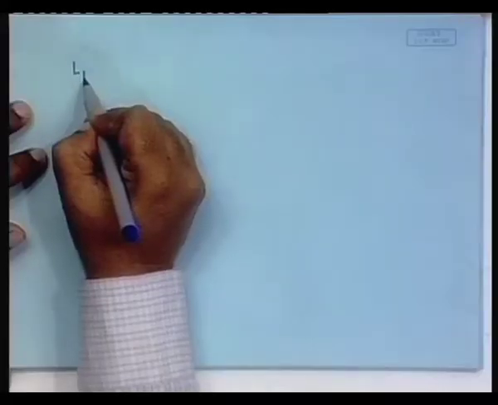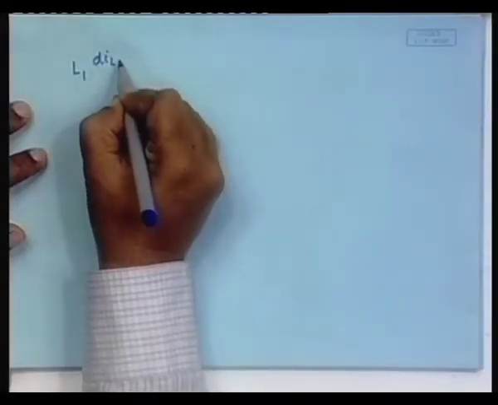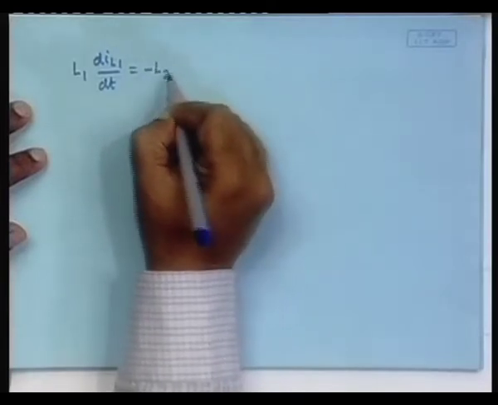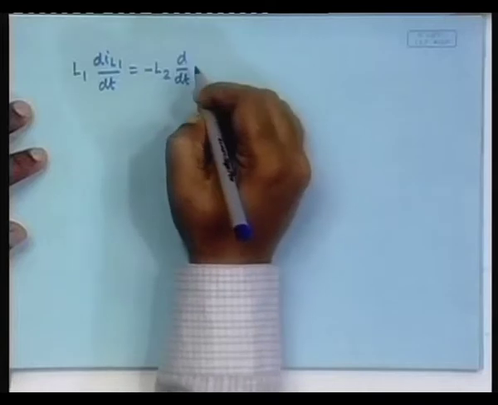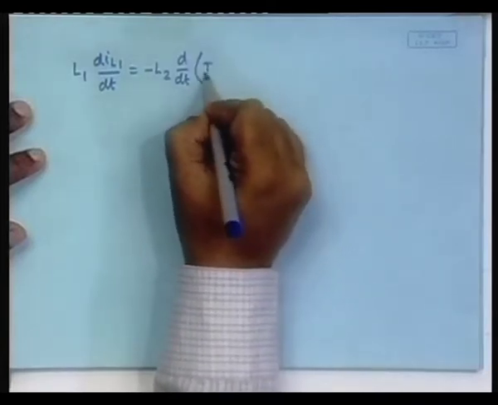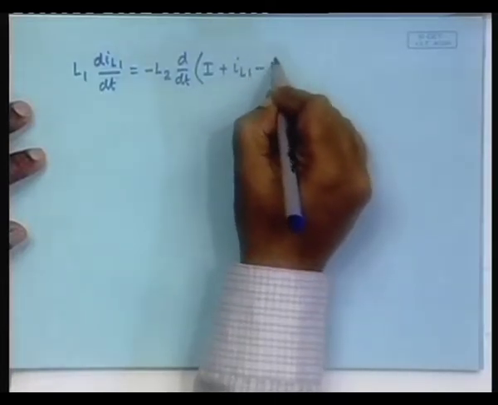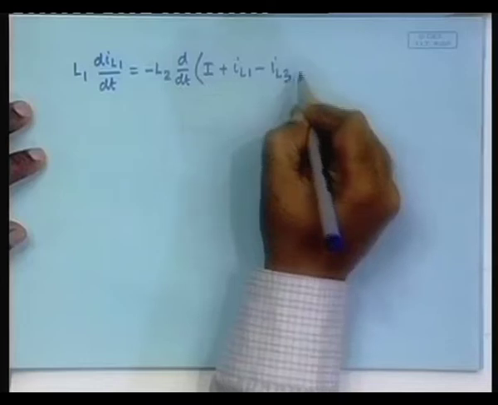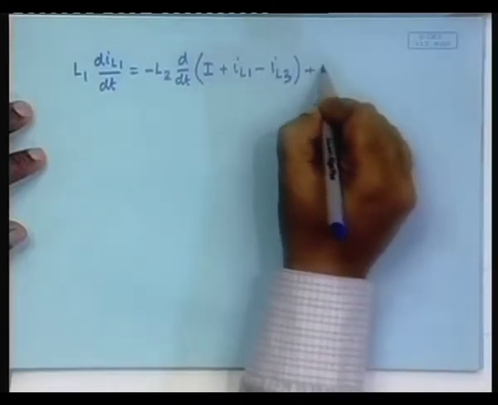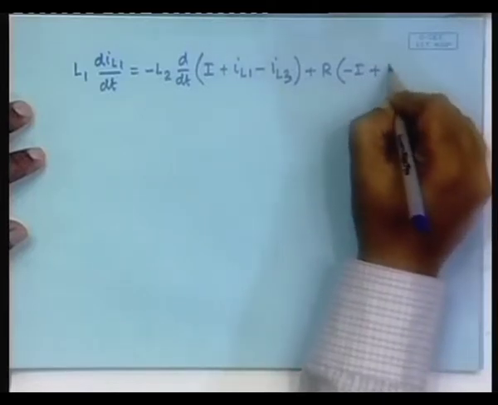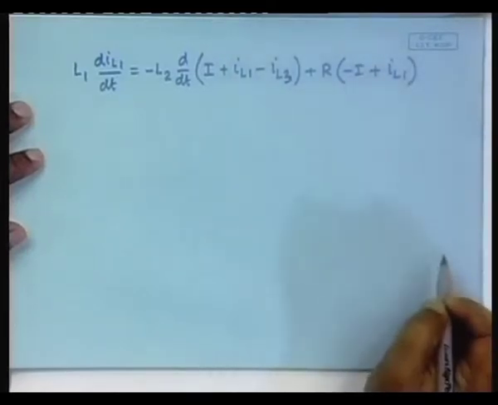After the substitution we get L1 dIL1 dt is equal to minus L2 d dt of I plus IL1 minus IL2 IL3 plus R minus I plus IL1. Okay, I have substituted.